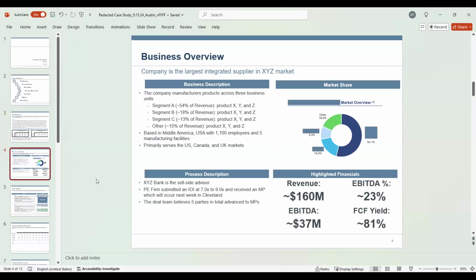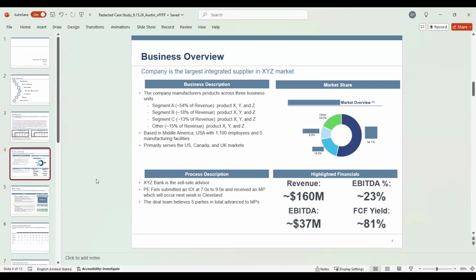Here's business and market overview. Again, just your standard 4-quadrant. I've got business description up top. I've got the market overview where you can see, I know it's all redacted, but the 54% is this company that we're looking at, so it's clear market leader.